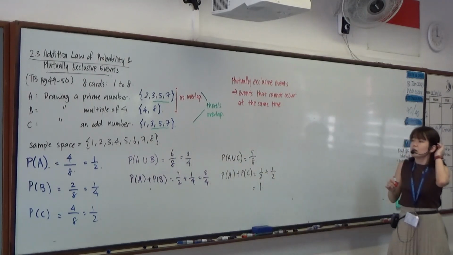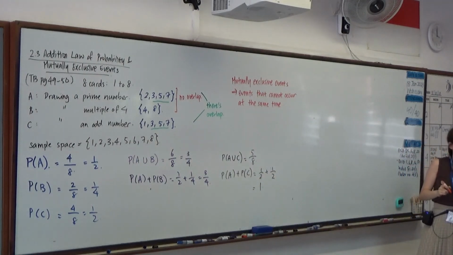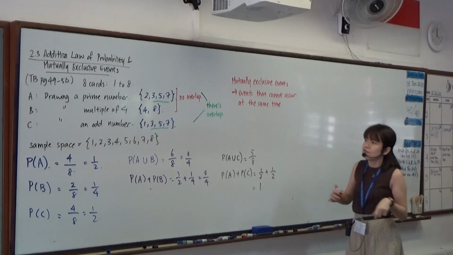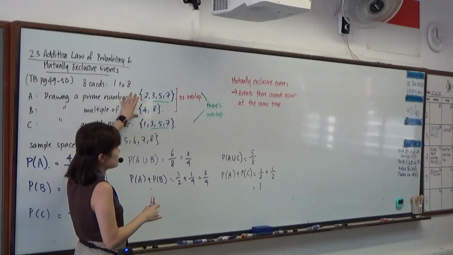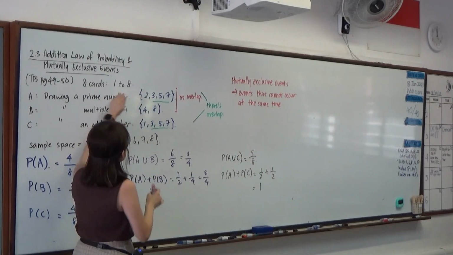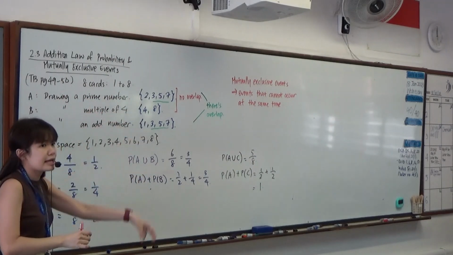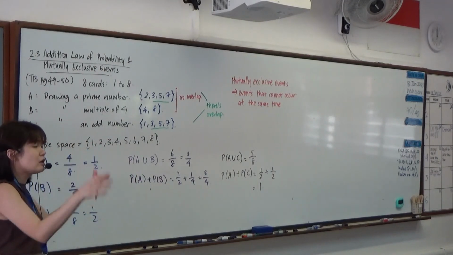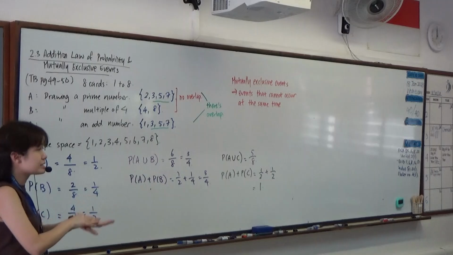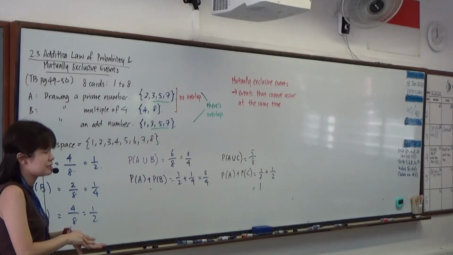Okay, so what we see over here is that for events A and B, there is no overlap. Which means that these two events, getting a prime number or getting a number multiple of 4, cannot occur at the same time. There is no overlap. They are mutually exclusive events.